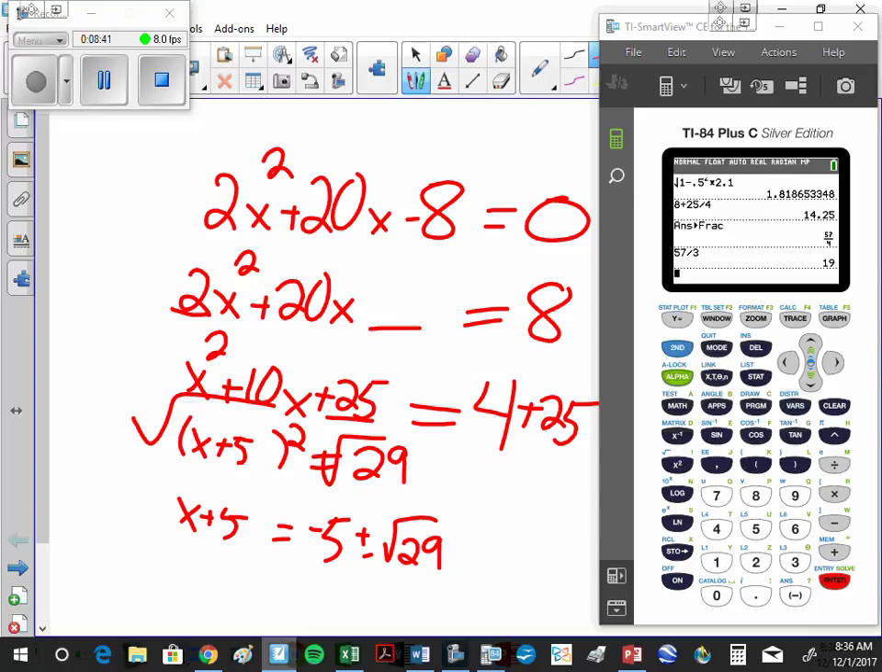And the book sometimes asks for the decimal answer. How do I find the decimal answer? You would just type in -5 plus the square root of 29 and -5 minus the square root of 29, and you'll get the 2 decimals. All right.